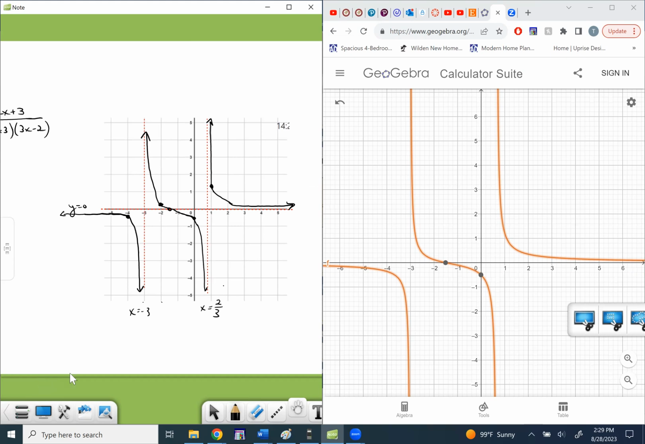Okay, so let's get down to the nitty gritty. -3 is where a vertical asymptote is. That's what we have. 2/3 is where we had the other one at. That looks good.